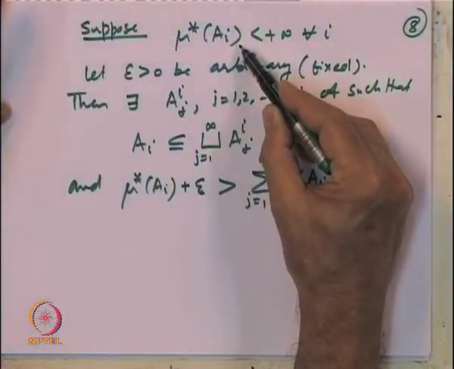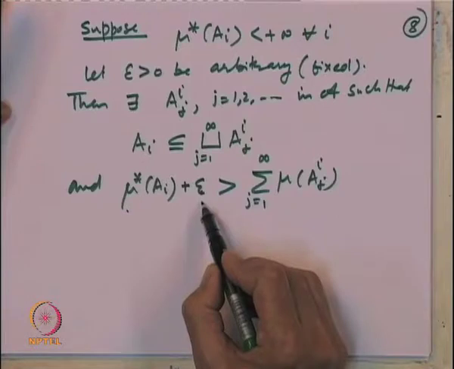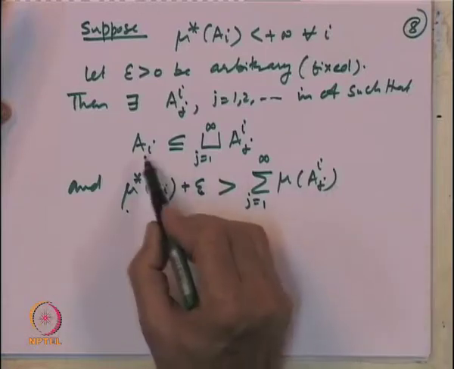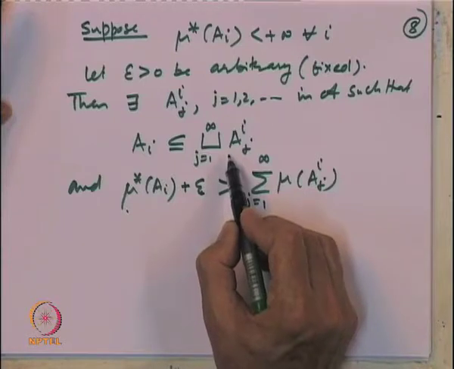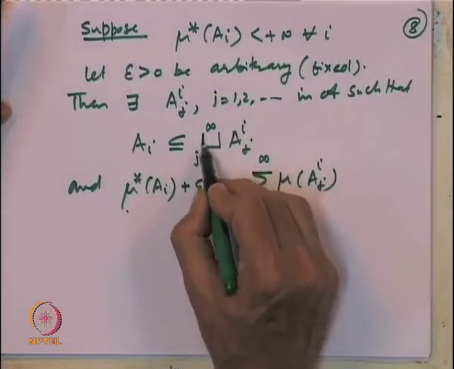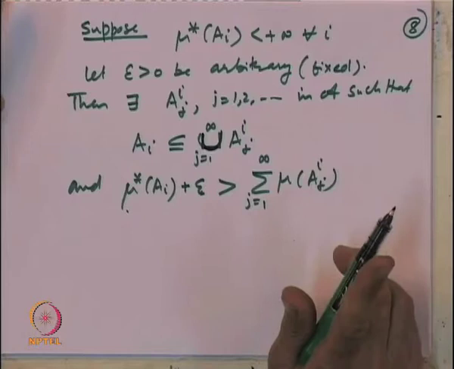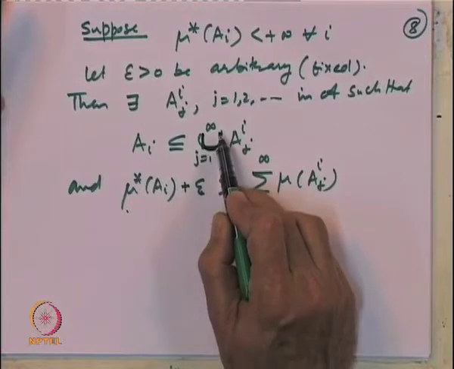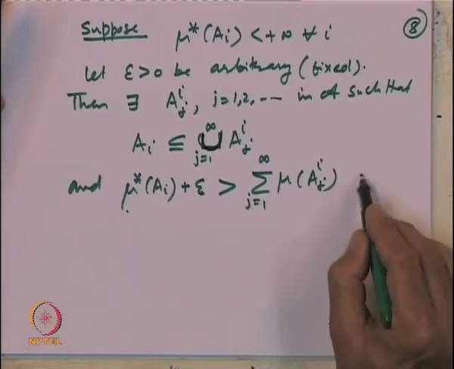So, that is what we are saying, because mu star of A_i is finite. Given epsilon, the infimum plus epsilon must be bigger than a member of the collection over which you are taking infimum. And what is the collection? That is obtained by taking a covering, not only necessarily disjoint, actually any covering we are taking. So, given epsilon, there exists a covering A_ij, j equal to 1 to infinity, of A_i such that mu star of A_i plus epsilon is bigger than this, and this happens for every i.